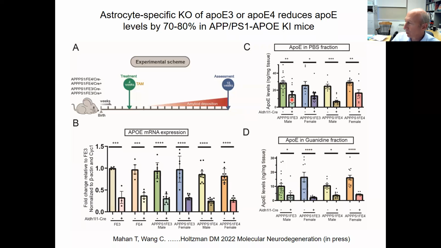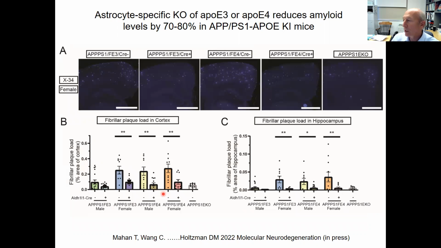And so what you can see is that when we knock out astrocyte APOE, we lower APOE levels about 60-70% or so, at the mRNA and the protein level. And if you look at amyloid deposition with this X34 dye, which stains A-beta fibrils, you can see there's a huge reduction in amyloid deposition when we remove astrocyte APOE3 or astrocyte APOE4. And in fact, the phenotype, at least at the level of amyloid deposition, is very similar to a complete APOE knockout. So I think that argues, at least for this particular pathology, that astrocyte APOE really is a key factor.